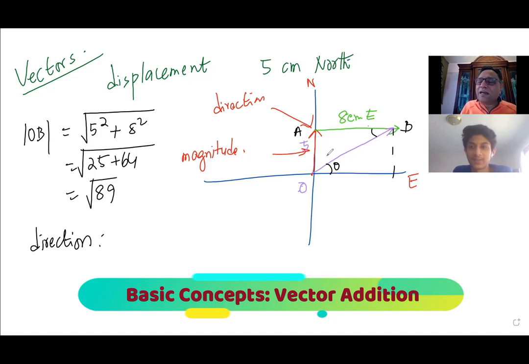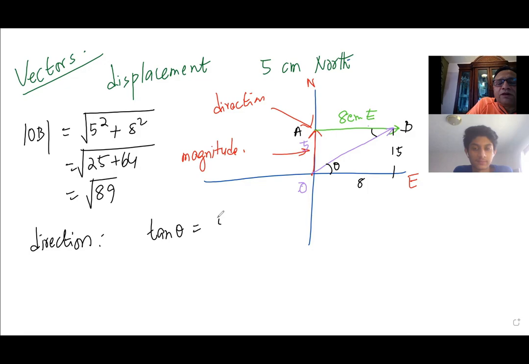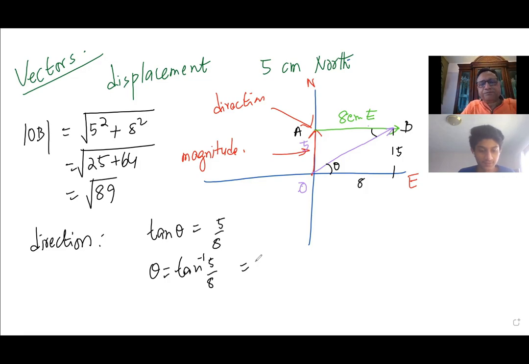So this is 5 over 8, right? So we have tan theta equals 5 over 8. Therefore, theta is tan inverse of 5 over 8. Can you please calculate the angle in degrees? Do it in degrees, easier. It's approximately 32 degrees, right? So we found this to be 32 degrees.